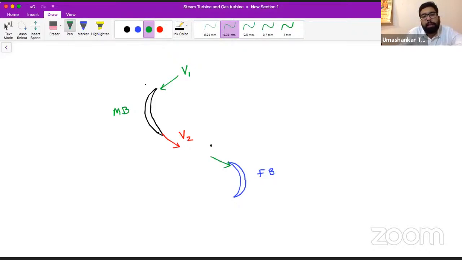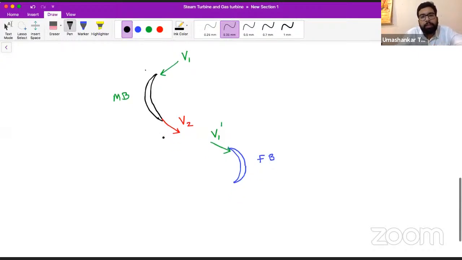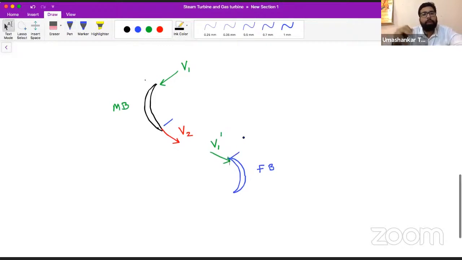But what happens? Let the entry of the steam to the fixed blade be V1 dash. So from the exit point of the first moving blade until it reaches the next row of blades, in this region, this carryover coefficient comes into play.